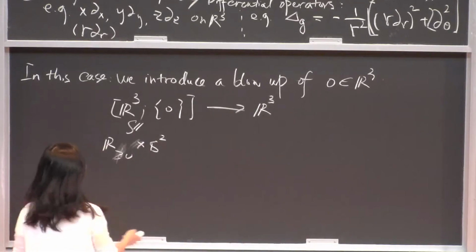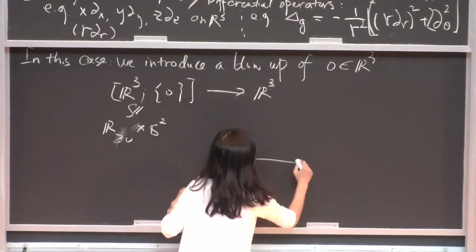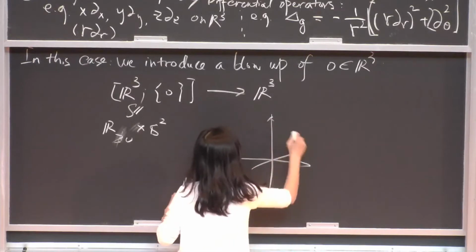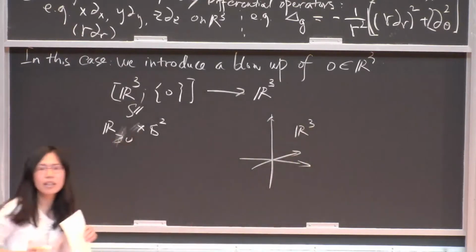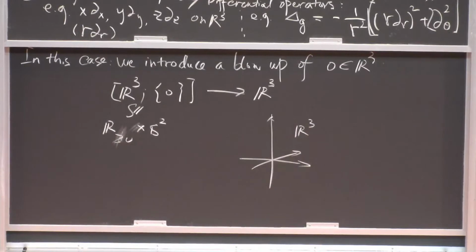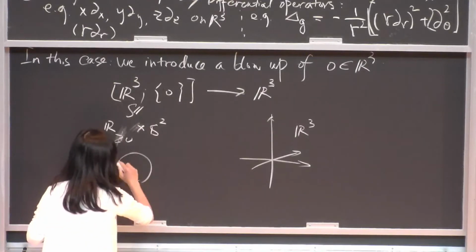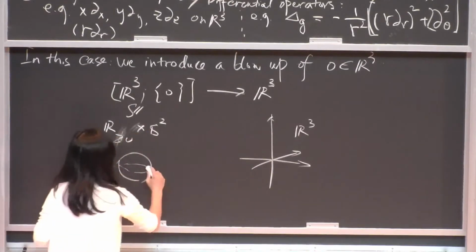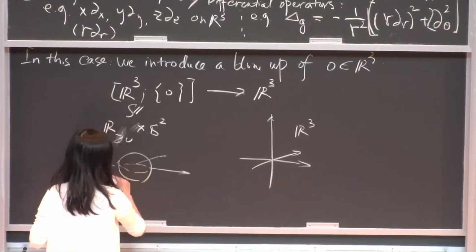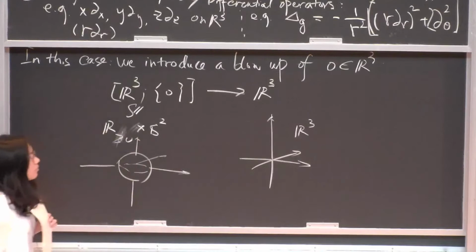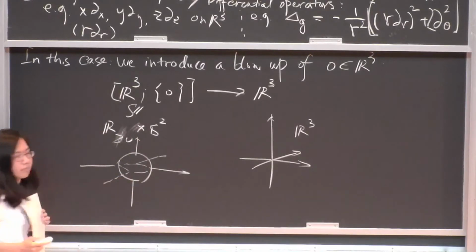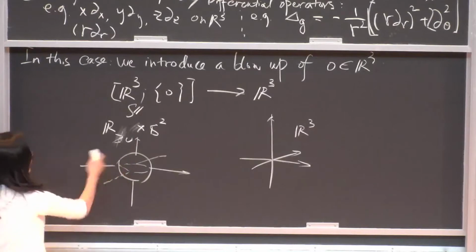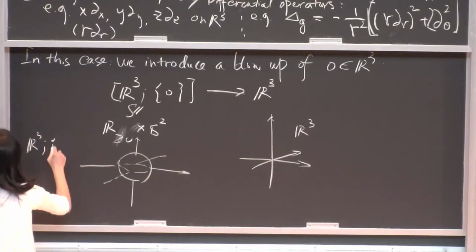Okay, so we have our R3 here. There's nothing. And the blow-up here is really simple in the sense all I'm doing is just introducing polar coordinates near 0. What's happening is that I'm going to replace the 0 point here by a sphere. And everything else stays the same. All right, and that's my picture. So this is the space R3 blown up at 0.